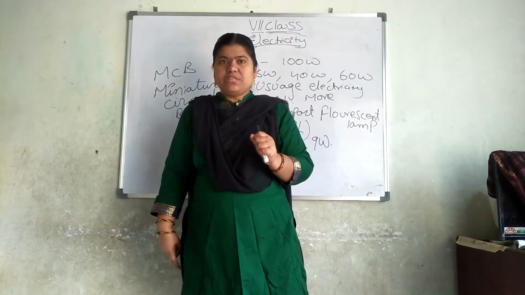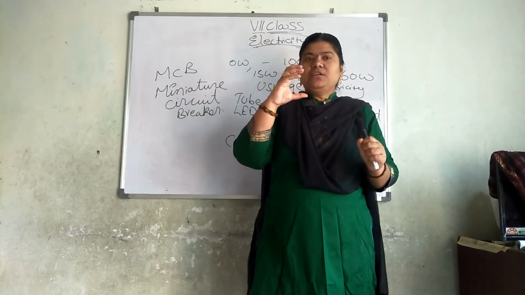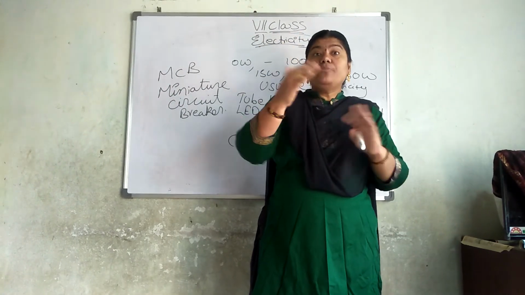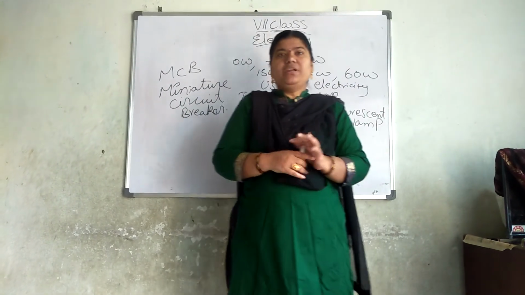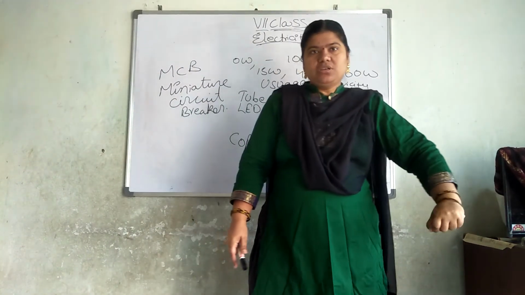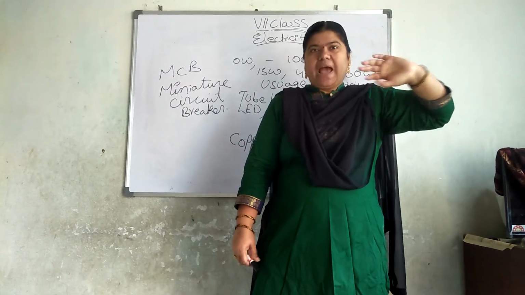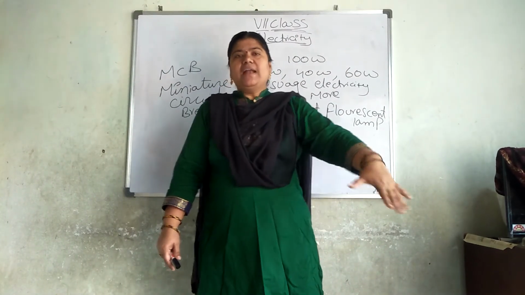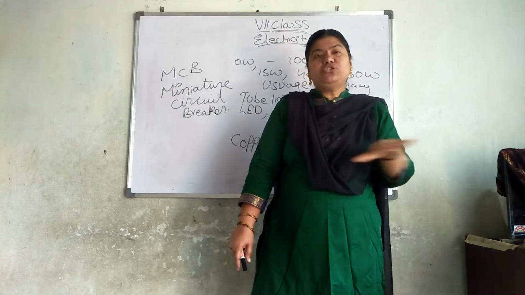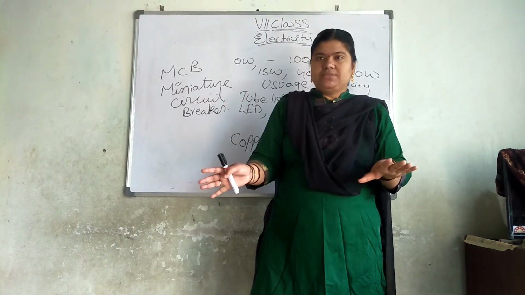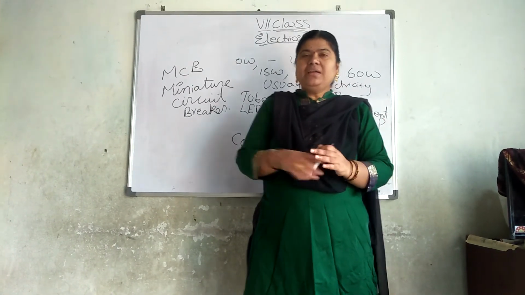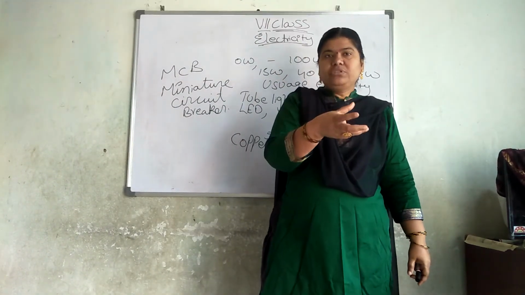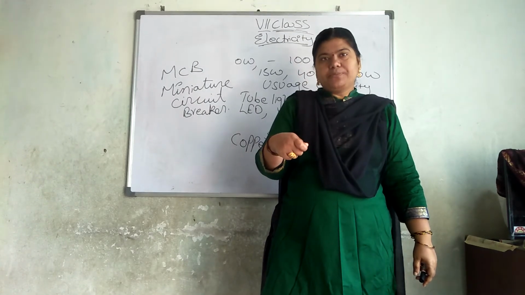What will happen with this MCB is, when high voltage comes, the switch automatically goes off. There is an automatic system for this. No person needs to go and switch it off and on. When it comes back to normal, it automatically works again. So with this miniature circuit breaker, we no longer need to always check the fuse and reconnect it.